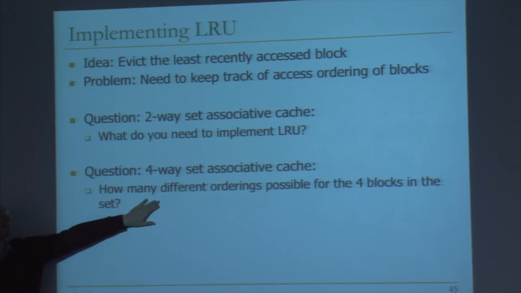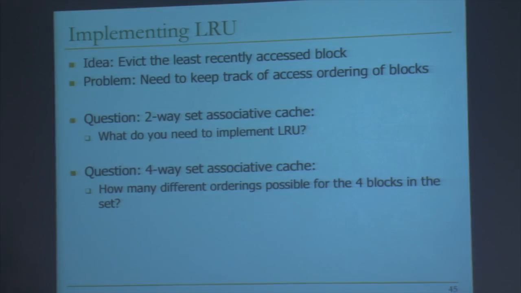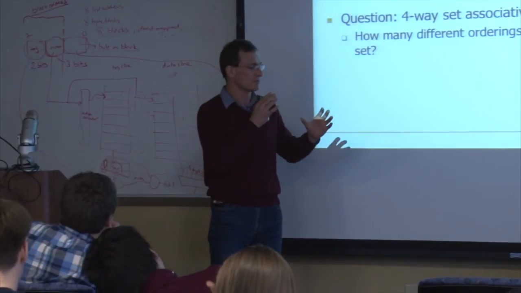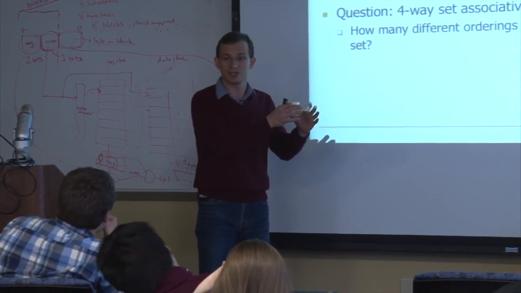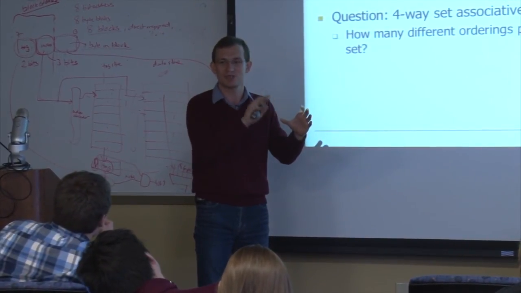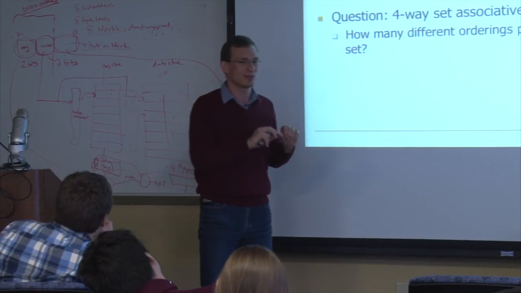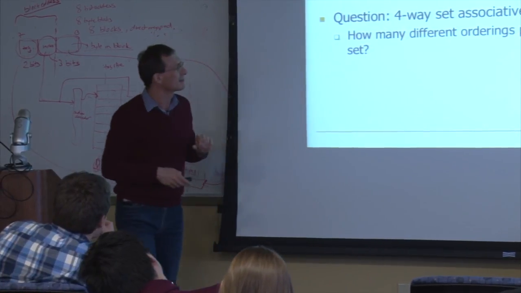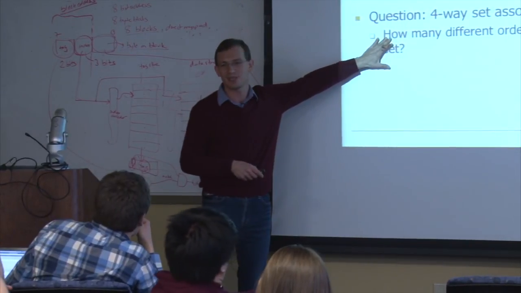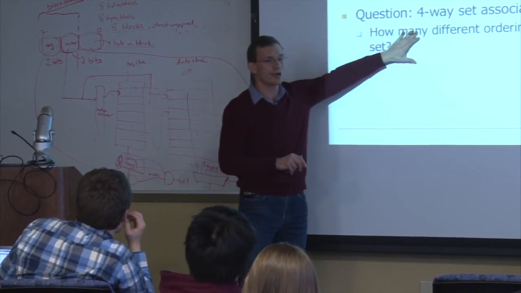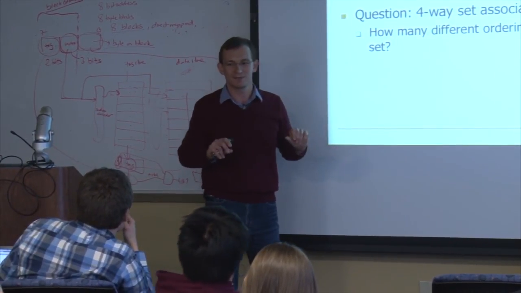What about best? How many different orderings are possible for the four blocks in the cache? Is that 16? No, I get something different. 24, yes. Basically, you have four locations, and for the most recently used position, you may have four possible choices. For the next position, you may have three possible choices. For the next position, you may have two possible choices, because you've already placed everything else. So it's 4 factorial, 24. Which means that you can encode that in 5 bits. Right? Instead of having 2 bits per way, which may be simpler, you have an encoding that specifies the ordering in 5 bits.